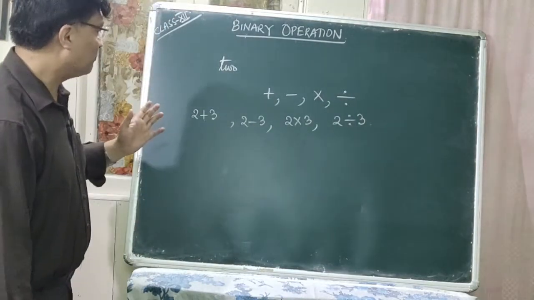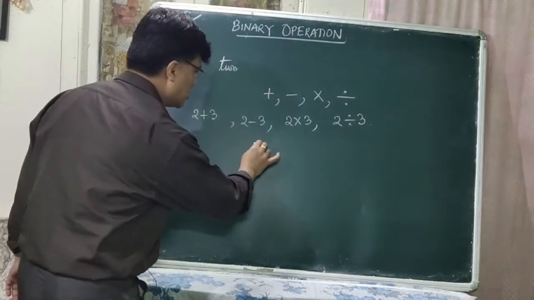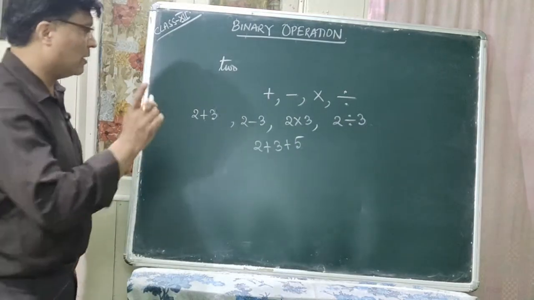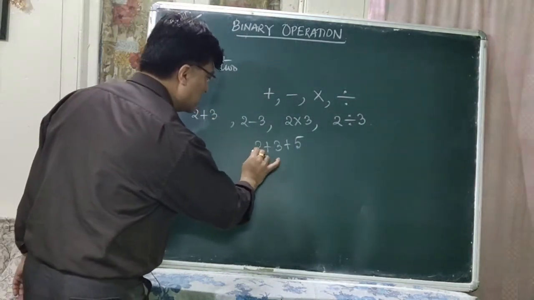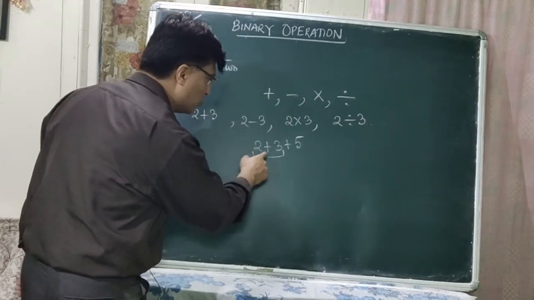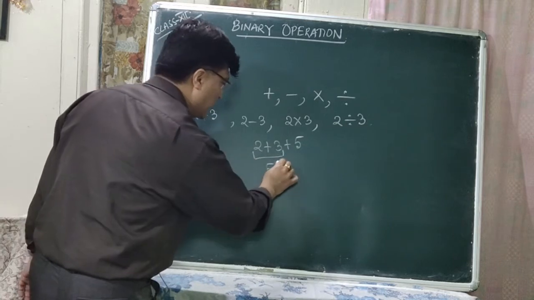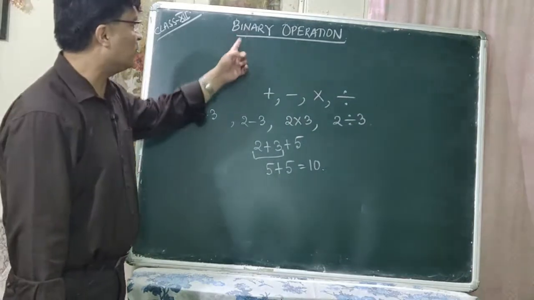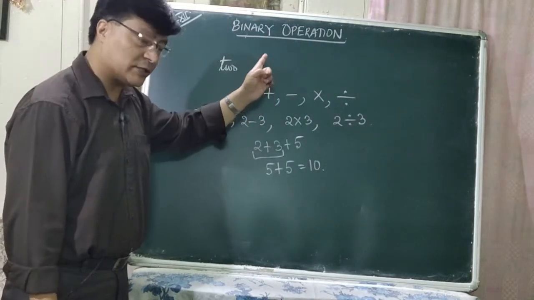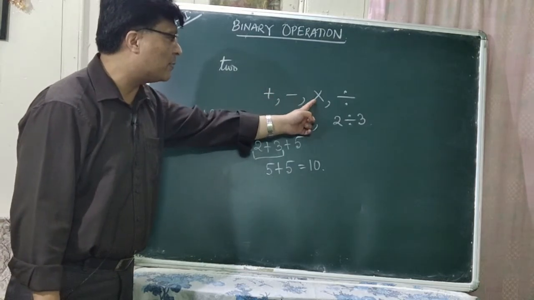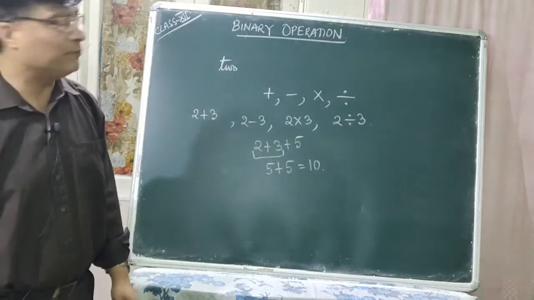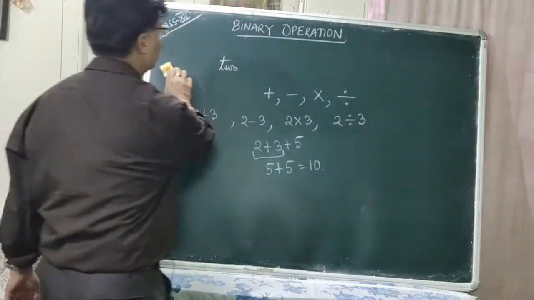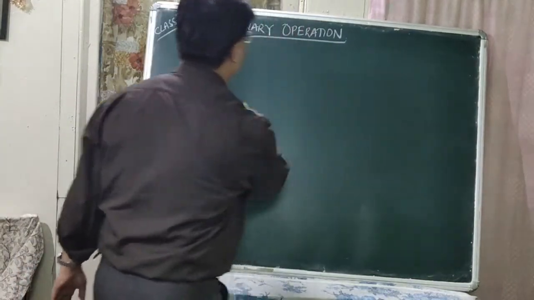Okay. So now we also write this one, 2 plus 3 plus 5. In this case, first of all we will add 2 plus 3, which is 5, and then plus 5, which is equal to 10. So binary means two, and operation means it may be plus, it may be minus, it may be multiplication, it may be division, like that. Now we'll discuss what is binary operation. What is the meaning of binary operation?